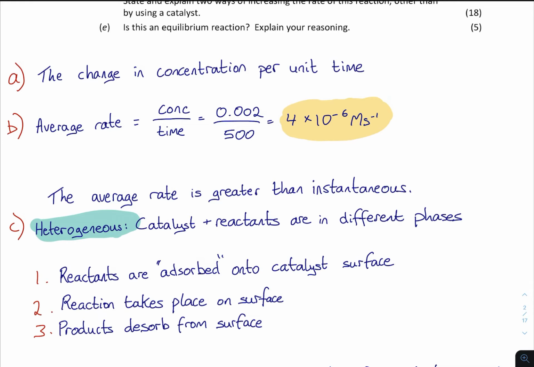You can talk about temporary bonds and so forth. You can talk about active sites. But in any marking scheme that has come up so far, this is literally all you need. Reactants are adsorbed onto the catalytic surface. Be careful with the word adsorbed. If you use AB, for instance, you will lose marks.